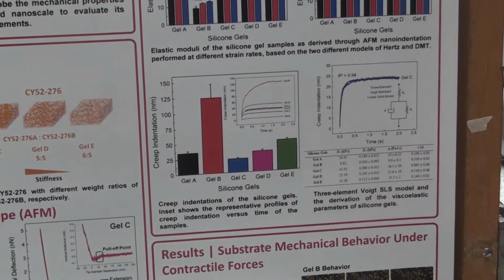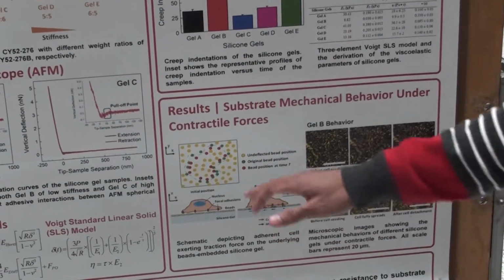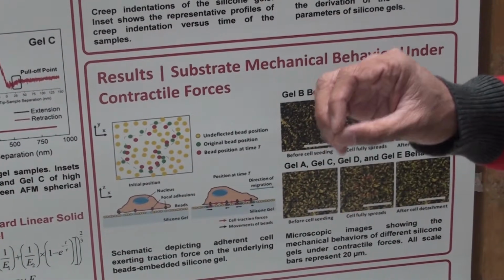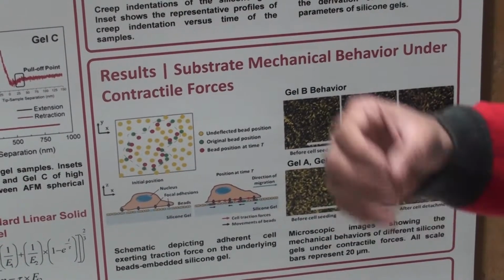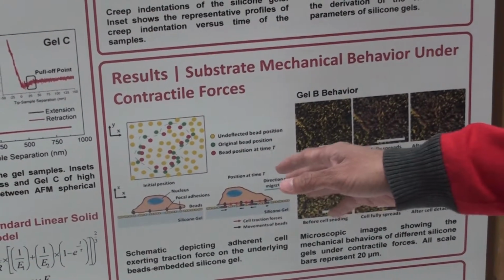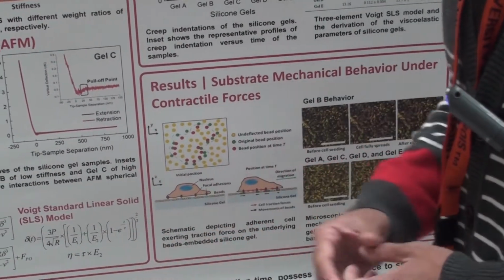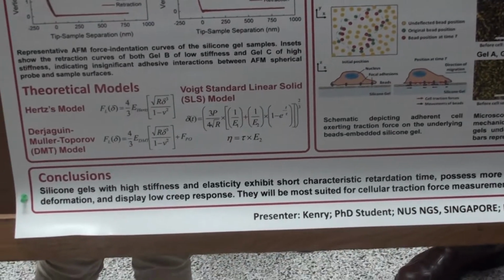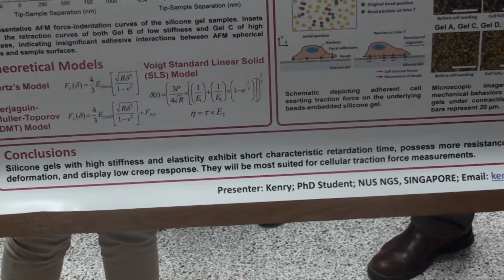And lastly, we seeded fibroblast cells on these 5 different types of silicon gels and evaluated whether the traction force exerted by the adherent cells will induce permanent or non-elastic deformation on these silicon gels. And eventually we concluded that silicon gels with high stiffness and elasticity exhibit short characteristic retardation time, and they will be more suited for cell traction force measurements.